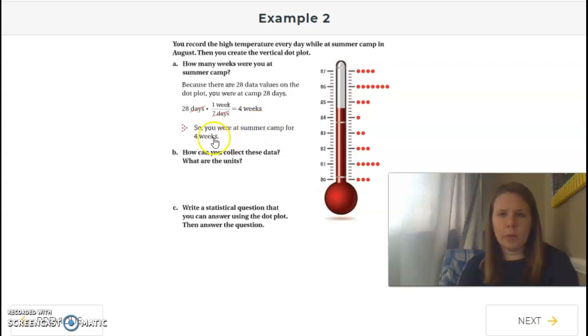So you could say 4 weeks, because they're asking weeks. So don't write months, don't write just days. They have to have weeks, otherwise your answer is not correct.